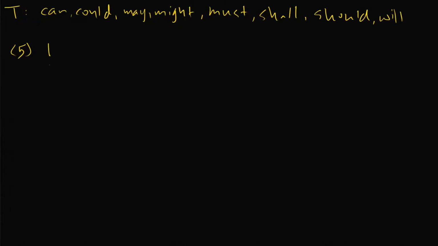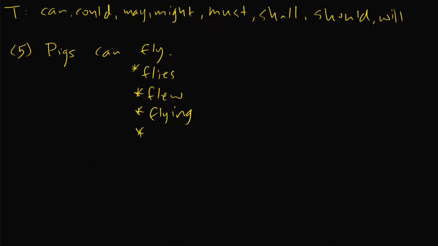For example, if we're talking about pigs being able to fly, we can say pigs can fly, but this can't be pigs can flies, pigs can flew, pigs can flying, pigs can flown. These are all bad. It has to be the base form of the verb that follows a T that's one of these, which are sometimes called modals.